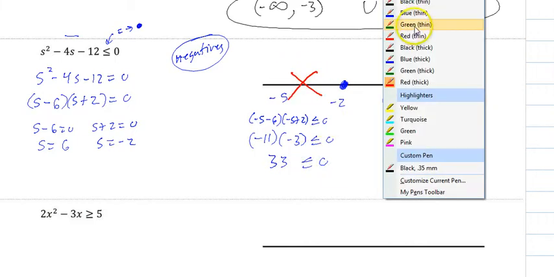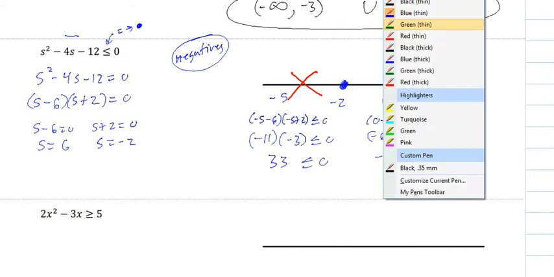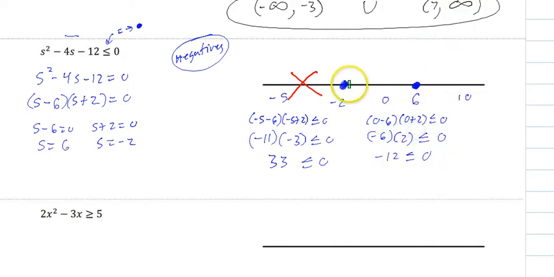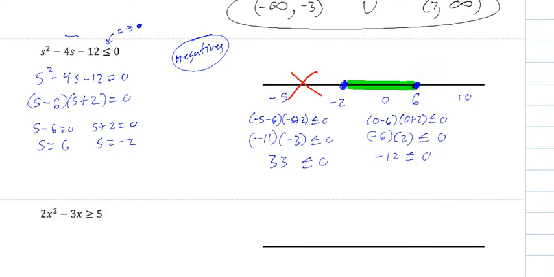Let's move on to the next one. 0. So 0 minus 6, 0 plus 2, less than or equal to 0. It's negative 6 times 2, negative 12, and that is less than 0. So we're good. We shade. Last one.